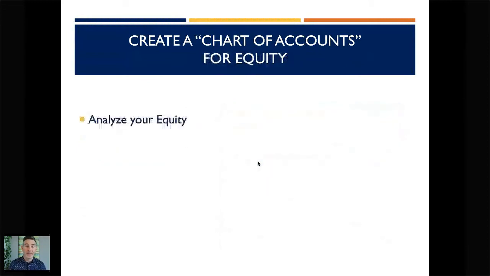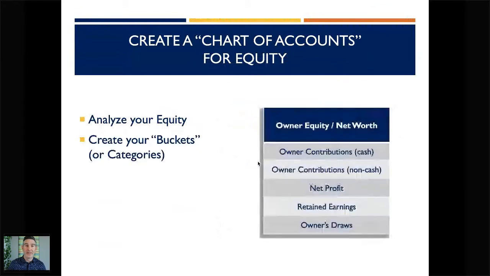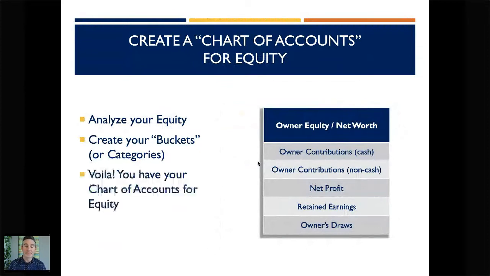Same for equity. And these, I would just encourage you to use this list right here. Contributions, you could divide it into cash versus non-cash if you want. A net profit, or retained earnings, and an owner's draw. That's probably about it in terms of what you would see.